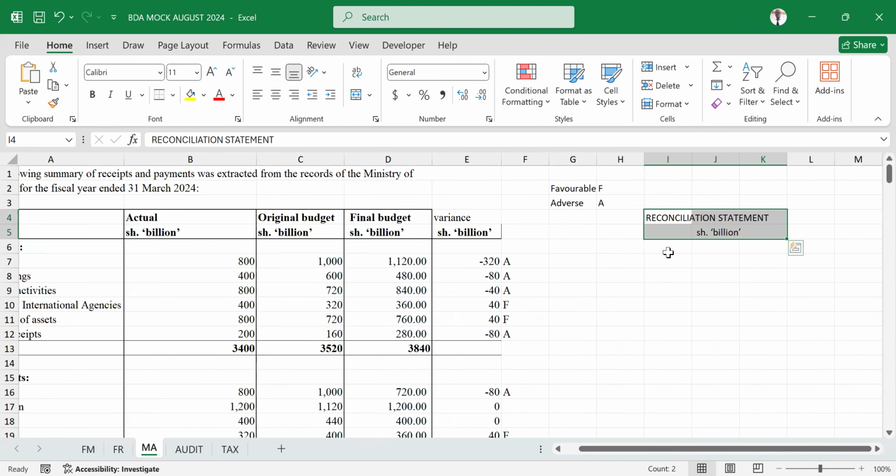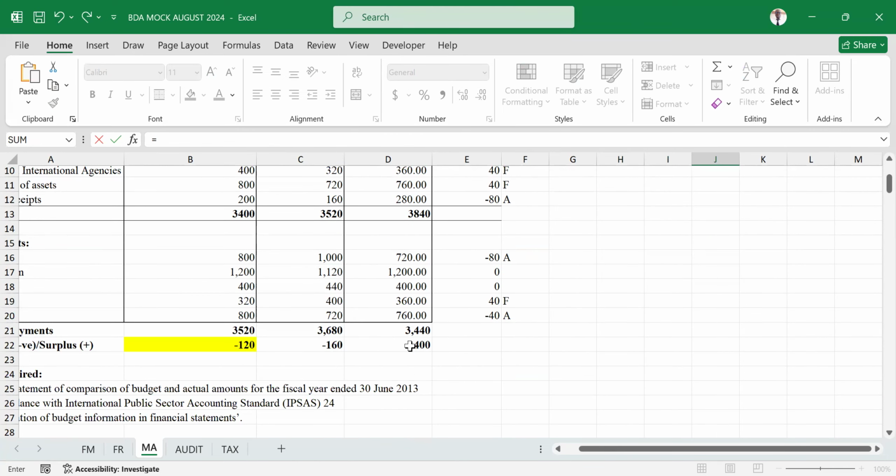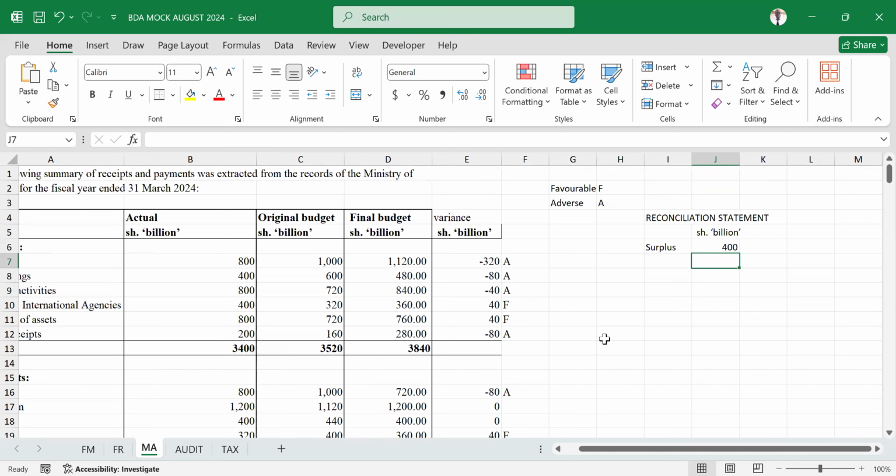So what are we reconciling? Let's see. In our final budget, we are starting with the surplus that we realized in our final budget, because that is what brought us the variance. We are comparing final against actual. So we start with the surplus. What surplus did we have? Our surplus in the final budget was 400. So that is where we are reconciling from. Now, this 400, we are reconciling it against the variances.